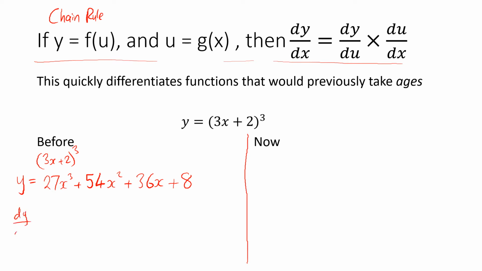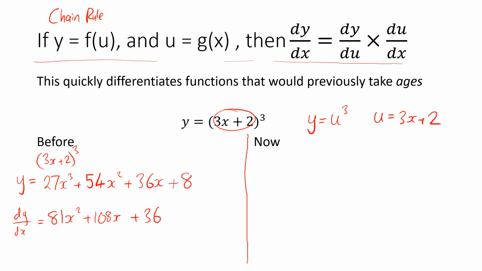If we differentiated that, then we would get 81x squared, 108x plus 36. Now with this new method, this is what we do. We say, okay, this looks complicated. So instead of saying y is equal to 3x plus 2 cubed, we'll just say that y is equal to u cubed, because we know how to differentiate u cubed. And then what is u in that case? Well, u is the thing that we're cubing. U is 3x plus 2.